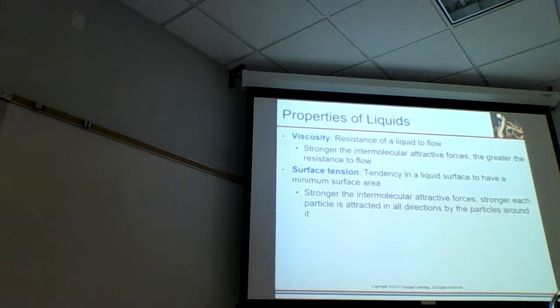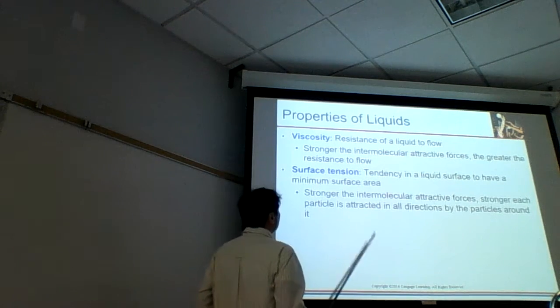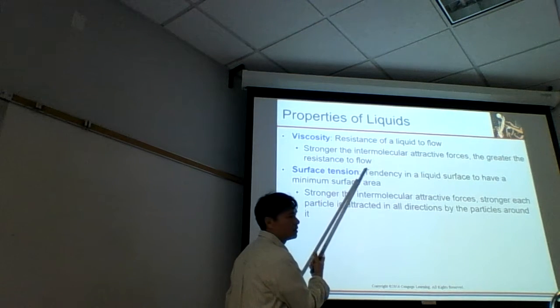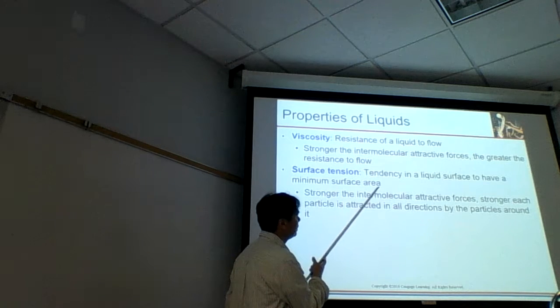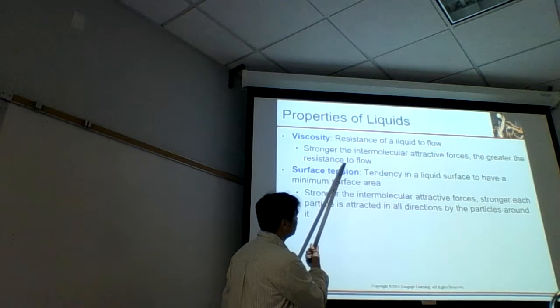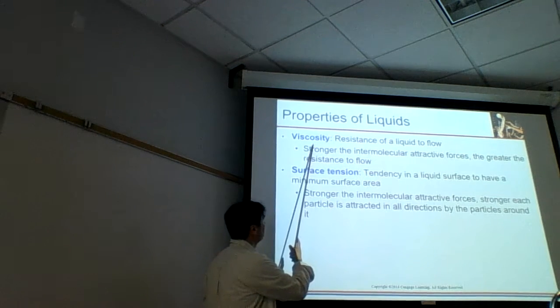Now we talked about viscosity. Viscosity is a resistance to flow. And so some things have a lower viscosity than water. The things that have a lower viscosity would be like alcohol. Those flow a lot easier. Versus things that have a higher viscosity than water, which would be like syrup, which would have stronger forces. So the higher the viscosity, the stronger the forces.